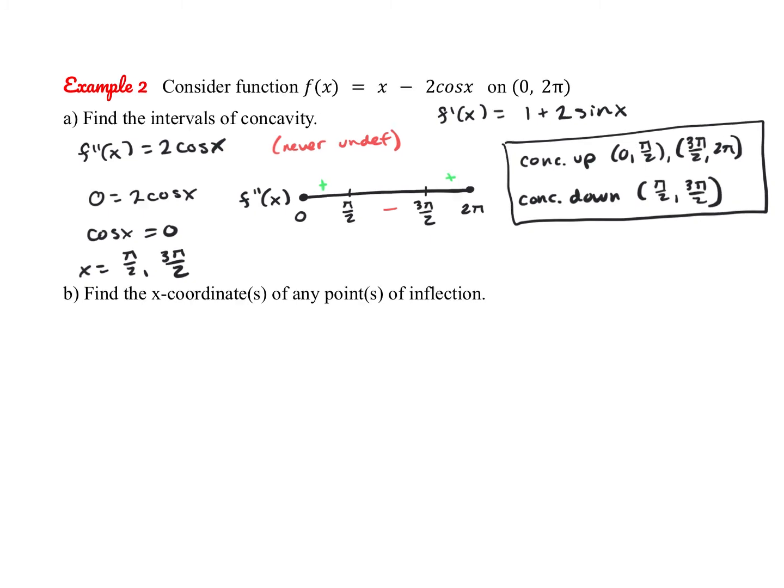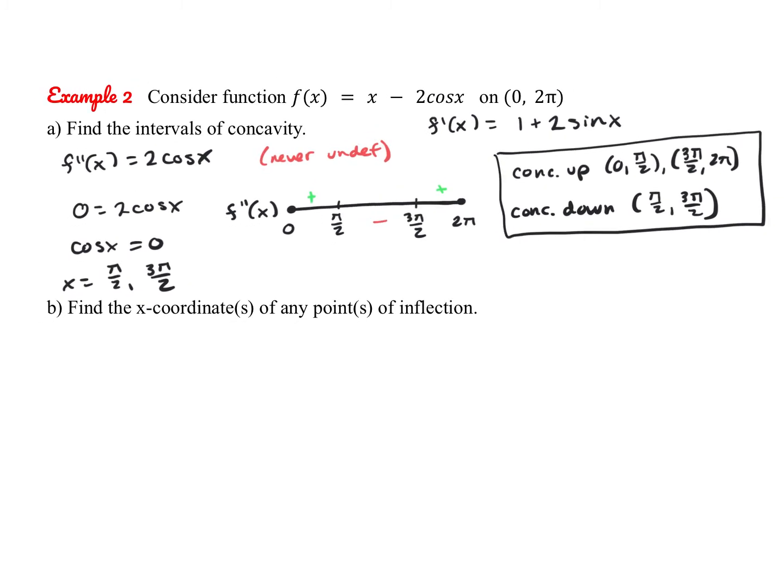And then our points of inflection, we do need to take these points and actually plug them into our original function to get the full coordinate. And remember, for points of inflection, we are looking for that change in sign. And it does change over at pi over 2 and 3 pi over 2. So those would both be values for our points of inflection.